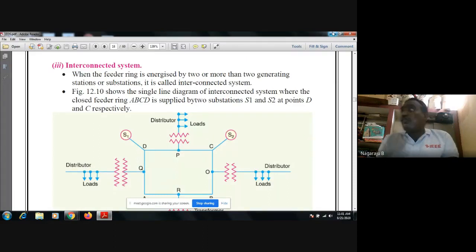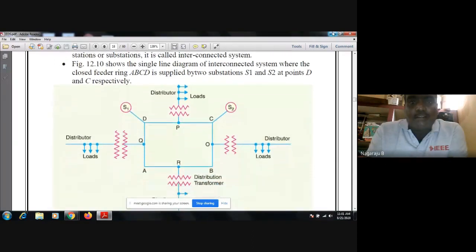I'm calling them generating stations because we are getting power from them. Actually this is not a generating station, I am calling it a substation. It is called an interconnected system. So this is about the single line diagram of that.